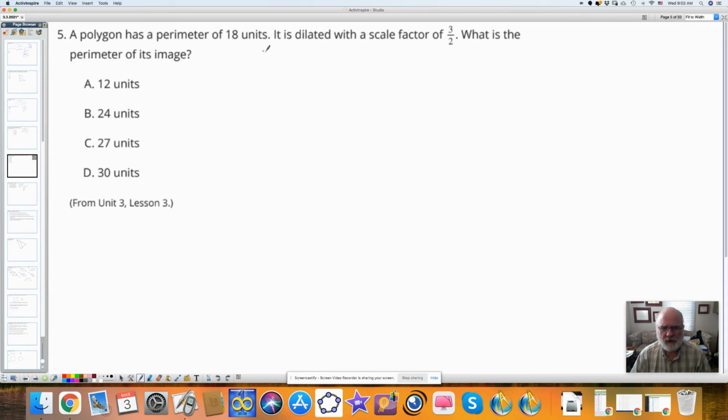A polygon has a perimeter of 18 inches. Notice the perimeter is going to be the length plus the length plus the length, length plus length plus length. And so just as you have the formula of our length that we started from times the scale factor is equal to the length of the new one, we're going to use the perimeter.